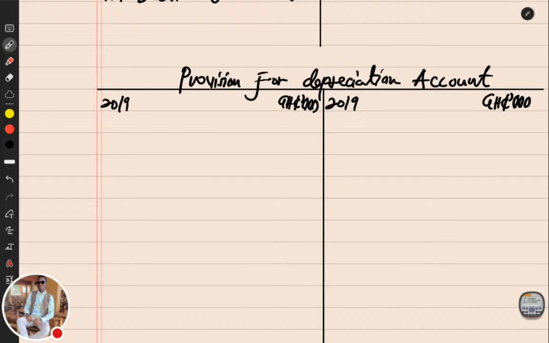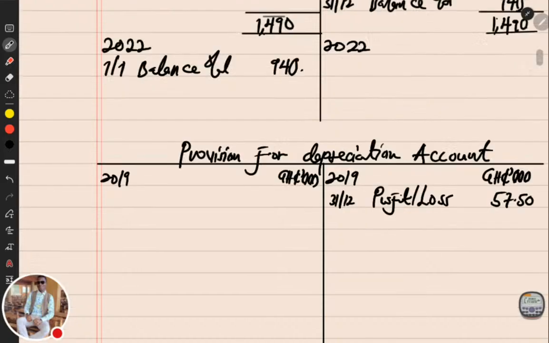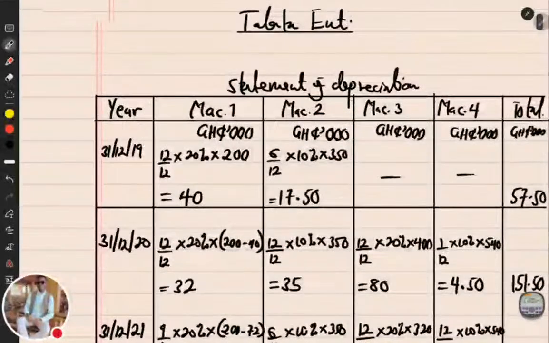And remember, depreciation is provided at the end of what? The period. So here is going to be profit or loss. We'll have 31st December. So we'll have our profit or loss. Then the total figure we have was 57.50, as a total depreciation for the year 2019. I hope we can see that.